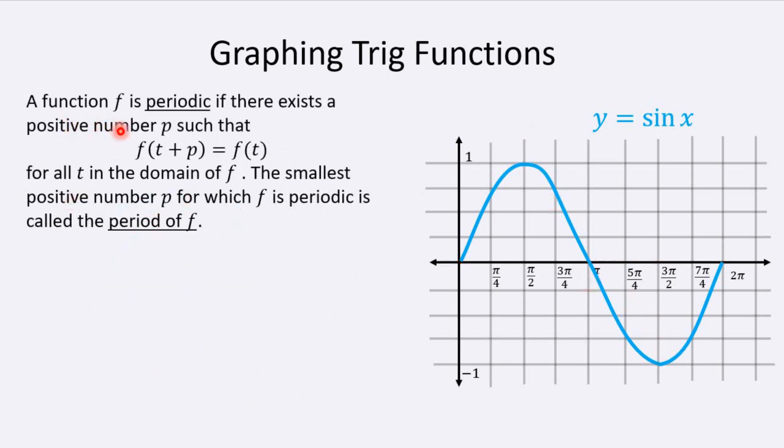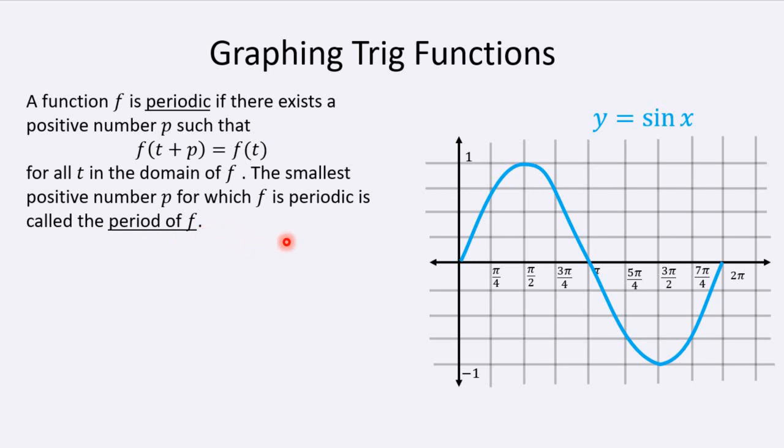A function f is periodic if there exists a positive number p such that when you apply the function to t plus p, you get the exact same number as if you apply the function to t. And this is for all t in the domain of f. The smallest positive number p for which f is periodic is called the period of f.